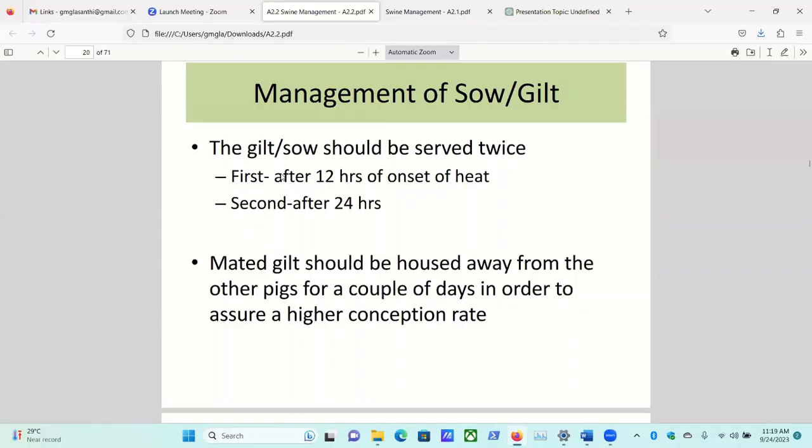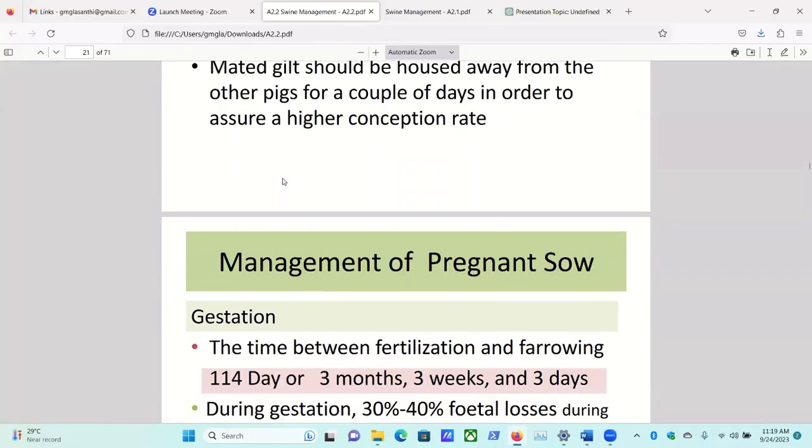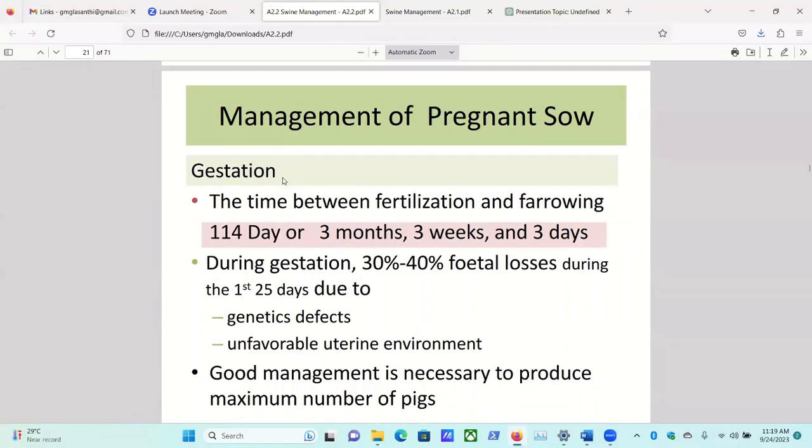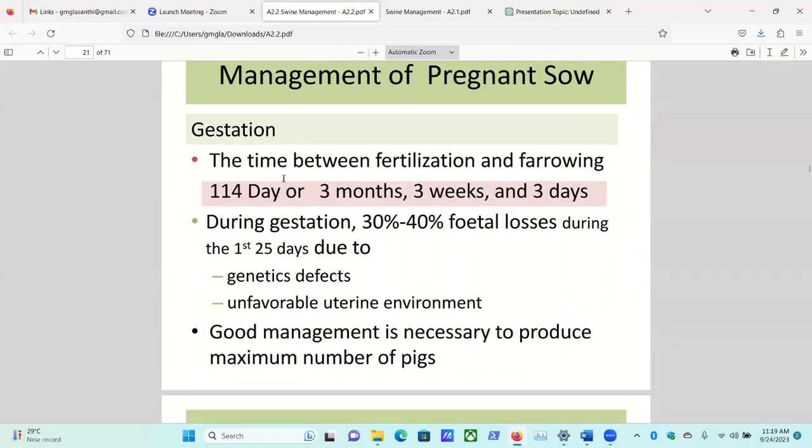After making the animal pregnant, now we are going to learn about pregnant sow management. What do you mean by the word gestation?